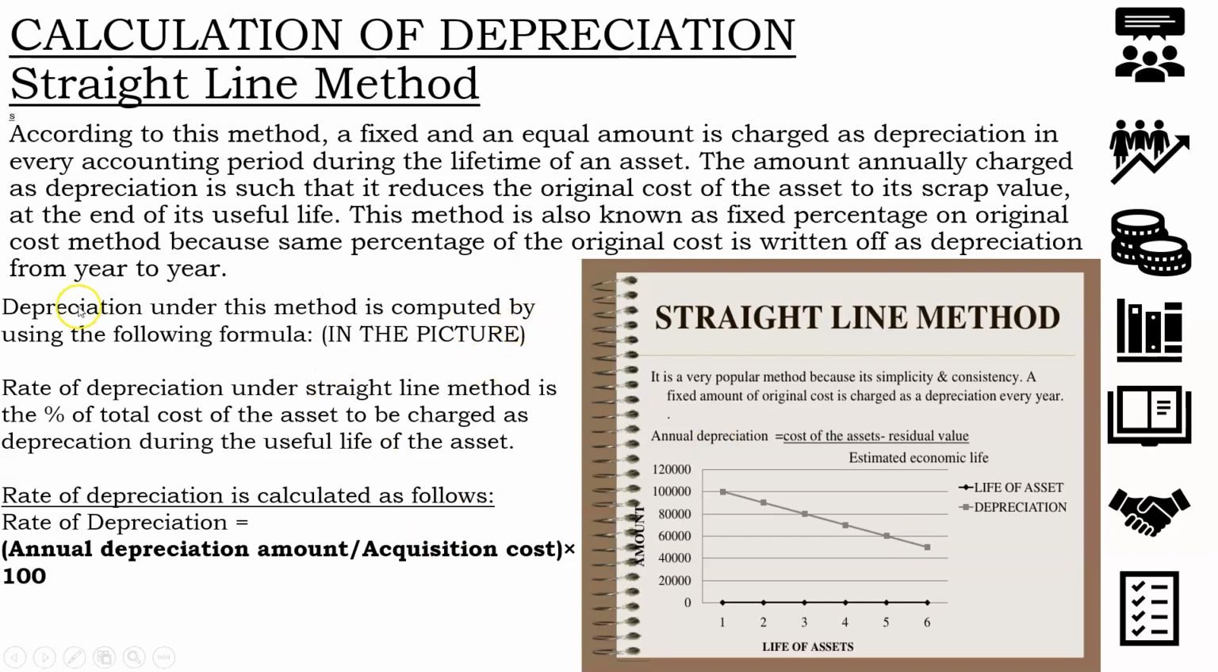So depreciation is computed by using the following formula in the picture, which is the annual depreciation. That means the yearly depreciation will be cost of the asset minus the residual value, all divided by estimated economic life. So we purchase one machinery for production purposes today, and we purchase it for 1 lakh rupees. And say the shopkeeper told us that yes, it will be in good condition and will be able to produce the goods for 8 years. So the economic life of the asset that is estimated by the shopkeeper, or with whom we purchase it, he mentions it to be 8 years.